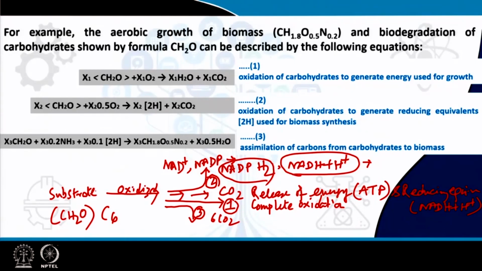And so, strategy number 3 is oxidation of the substrate with the formation of metabolic intermediates. So, we generate a number of metabolic intermediates through the degradation of the substrate, like the substrate to carbon dioxide might be a 20-25 step reaction. So, you have intermediates, and some of these intermediates are actually important precursor molecules. So, these precursor molecules are taken away.